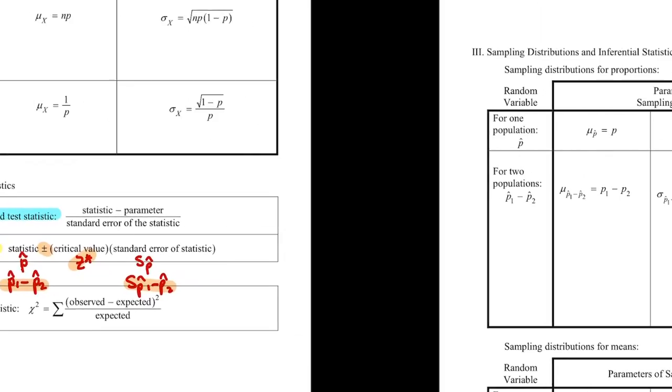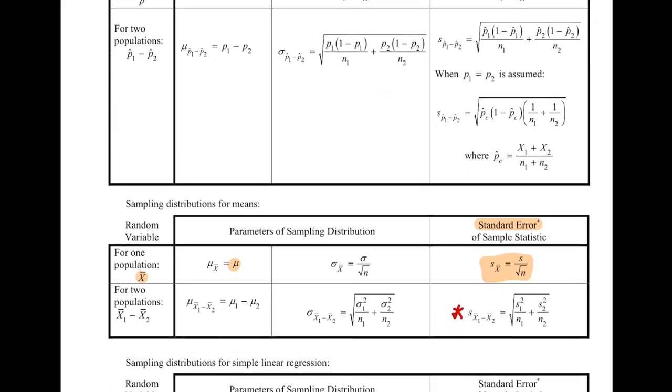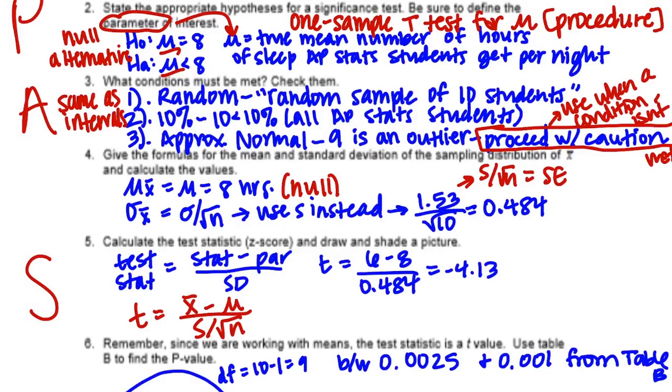Don't forget that on this page is where we have our statistics. These are our parameters. And then these are the standard errors of the statistics. So in this case, s over square root of n. And that's how you get your t. It's not a z-score. It's actually a t-score.